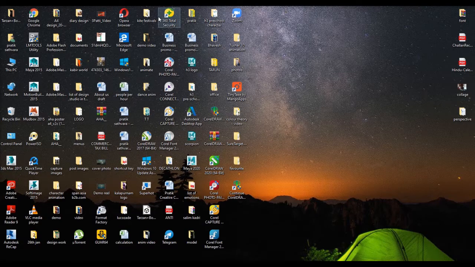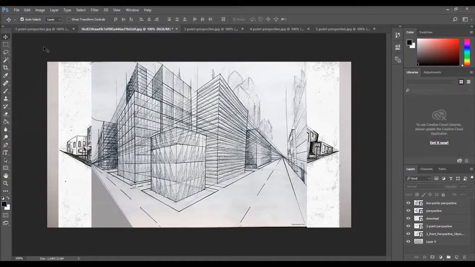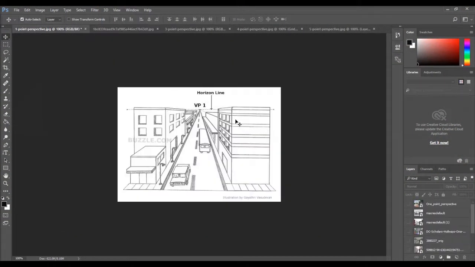In art, there are three main types of perspective: 1 point, 2 point, and 3 point perspective. Furthermore, there are also 4 point perspective, 5 point perspective, and 6 point perspective. So, let's start with the first one, 1 point perspective.